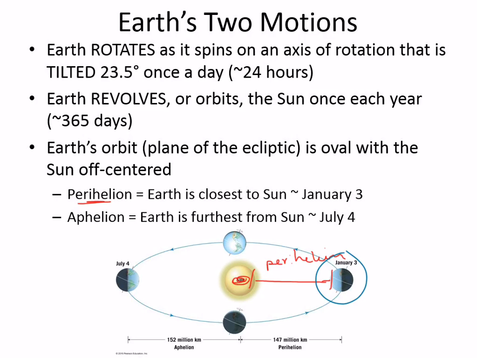our North Pole, our north axis of rotation, points to a special star. What's that special star? The North Star, exactly, Polaris. So this diagram does a pretty good job of showing you how this works.